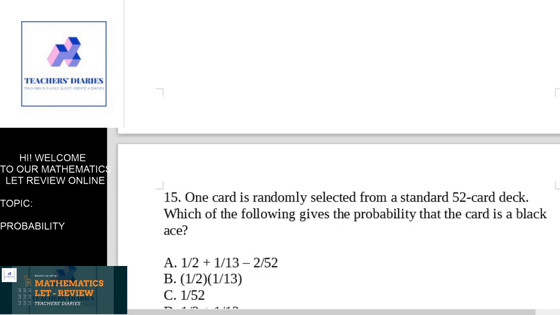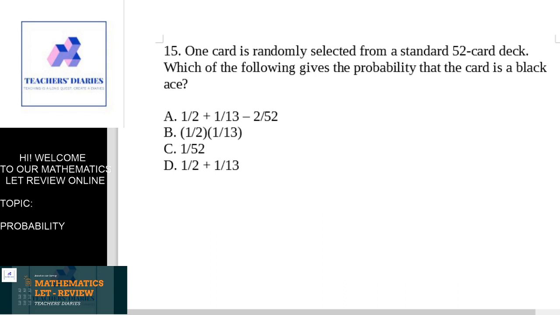Next, number 15. One card is randomly selected from a standard 52 card deck. Which of the following gives the probability that the card is a black ace? A. 1 half plus 1/3 minus 2 over 52. B. 1 half times 1 over 13. C. 1 over 52. D. 1 half plus 1 over 13.